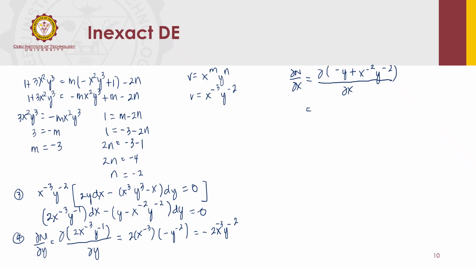So it's 0 for the first term, and then for the second term, that's negative 2x to the negative 3 for the derivative of x to the negative 2, then times y to the negative 2. So since these two are equal, double check if correct. So since they are equal, meaning this is already an exact differential equation.